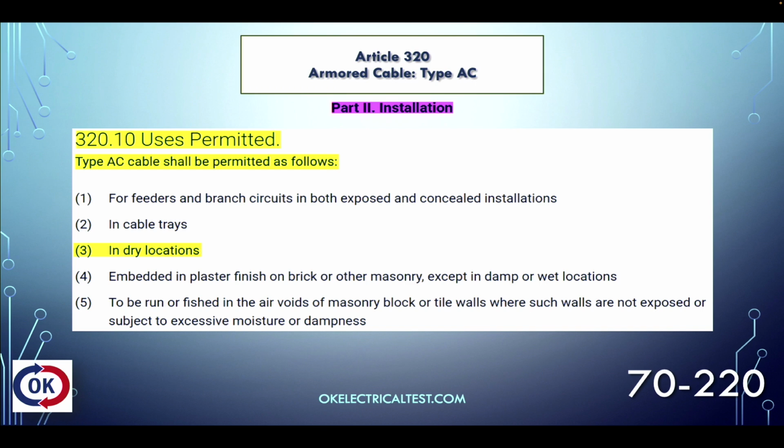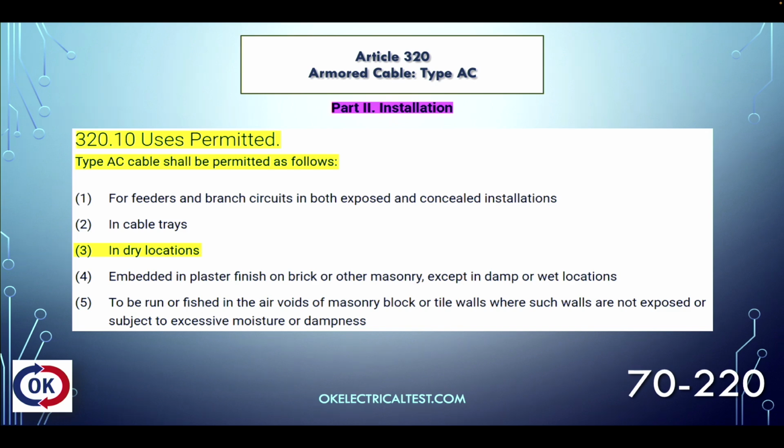We're going to pick up starting around page 220. Remember, different editions have different page numbers on here, so this is kind of a guideline. This happens to be the printing that we had in front of us. And so Article 320 is armored cable type AC. And we're going to go down to dot 10.